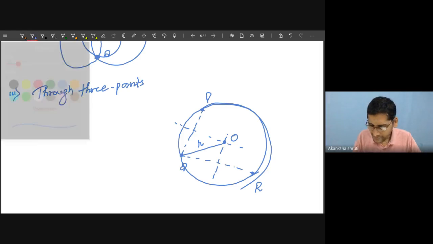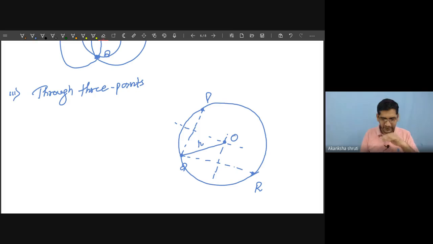Okay, students. So one and only one circle can be drawn through all these 3 points. And how to draw? First join this PQ, draw their perpendicular bisector. Join QR, draw their perpendicular bisector and observe where this perpendicular bisector is intersecting. That will give you the radius.